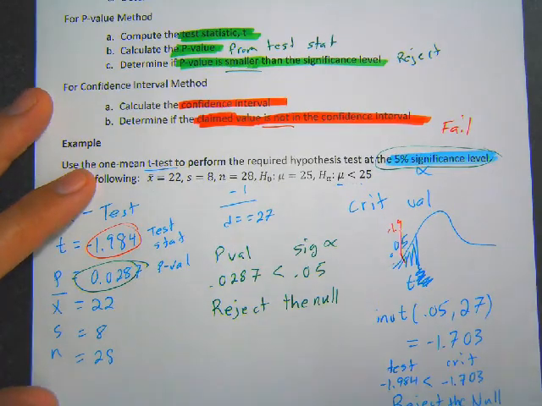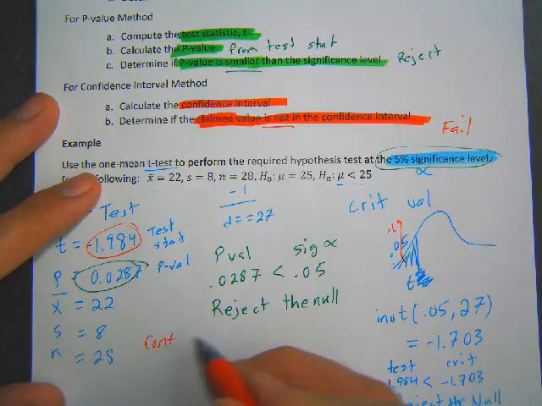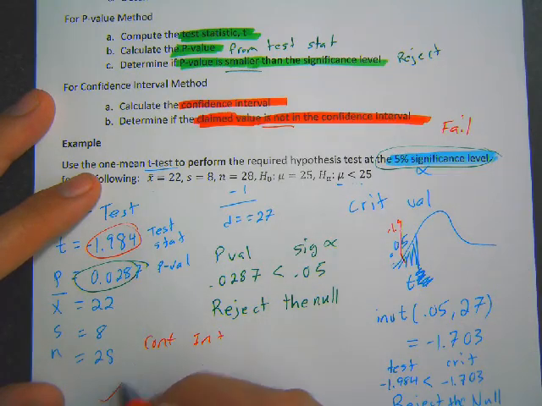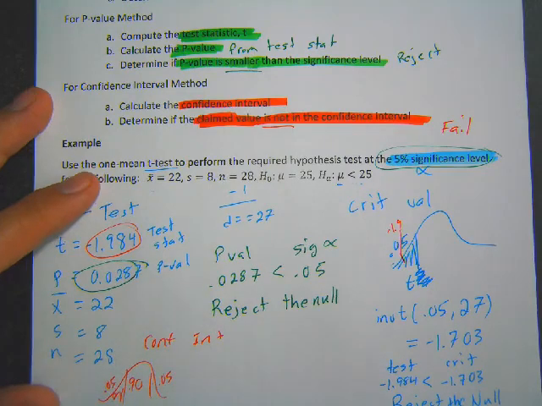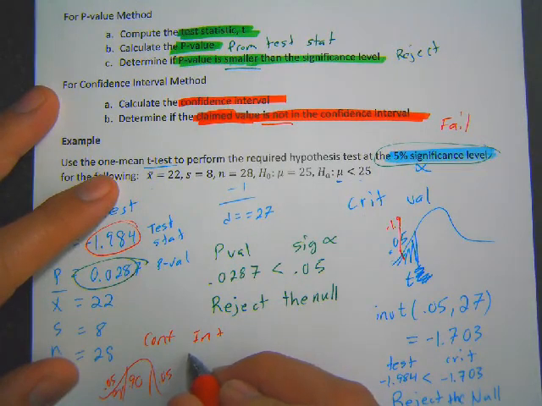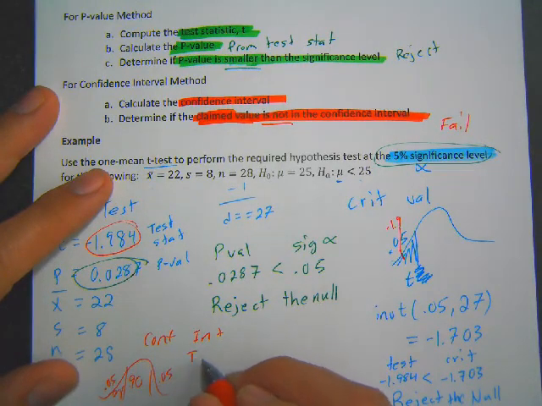Last method, if I want to do the confidence interval method, note that we're doing a one-tailed test. So if I draw my confidence interval, I need to have 0.05 in this tail. To make sure the tails match, this tail also has to be 0.05. So in the middle I'm going to have 90% or 0.90, with 5% in each tail. To do this confidence interval, we're going to do the t interval with 90%.